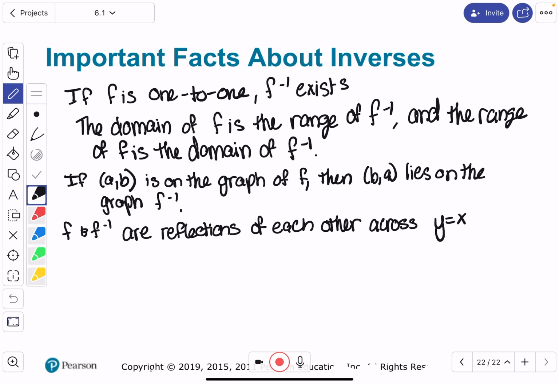The big things you want to remember about your inverses: if f is 1 to 1, it has an inverse. The domain and range flip. So the domain of f is the range of the inverse. I don't know what I just said, but I'll say it again. The domain of f is the range of the inverse. And if (a, b) is a point on f, then (b, a) is on the inverse, and they reflect across y equals x. That's what's important.